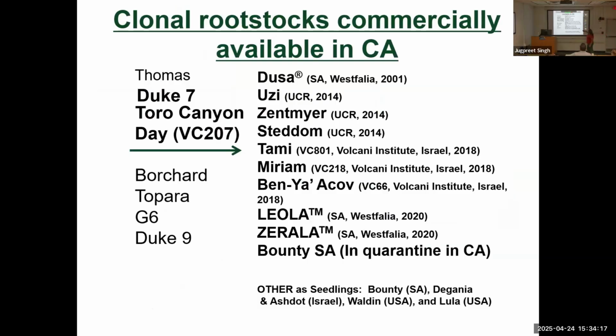They have new West Indian hybrids, BCA01, that now they call Tammy, Miriam, Benjacot. They have one from South Africa, which is Bounty, but it's in quarantine. And there are also seedlings like Dalvania and Ashdod, Walding that is used here, and Lula that is used also here. But we don't use, for example, Walding or Lula as a rootstock, even clonals, in California. I wanted to start trying Lula because it has very good resistance to salinity, so I'm curious about it, and it's a three-hybrid mix.